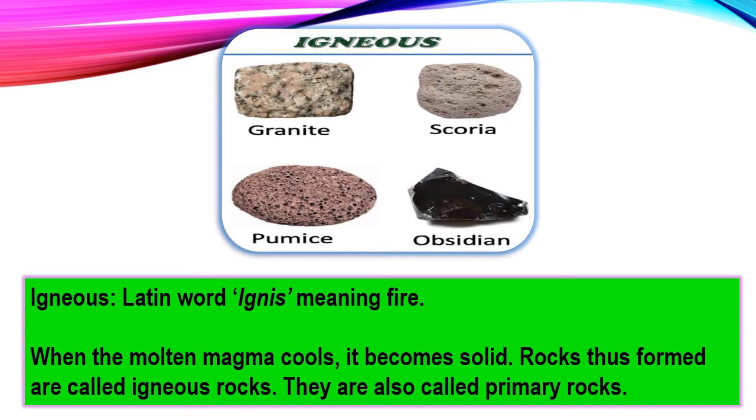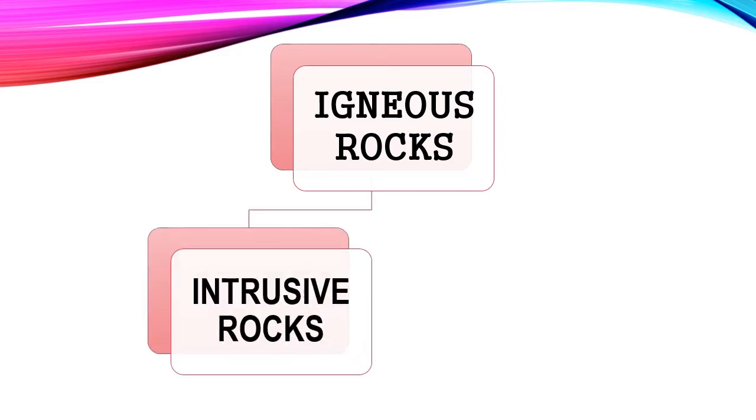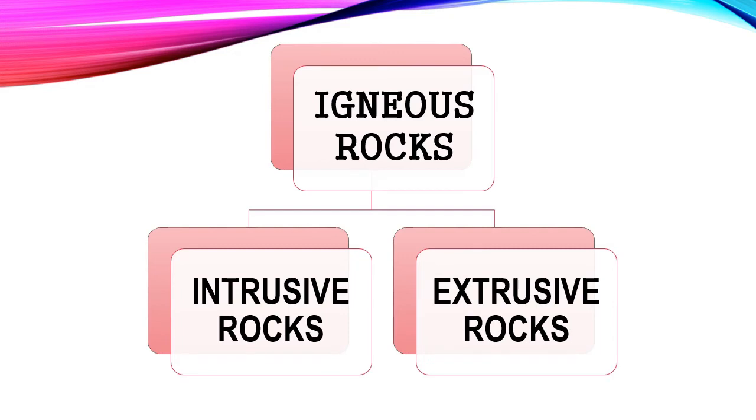So you have a volcano that flows out, and once this magma which is flowing out solidifies, it is known as igneous rocks. These igneous rocks are also known as primary rocks. And again, the most important thing to understand is that igneous rocks are classified into two types. The first is intrusive rocks and the next is extrusive rocks.